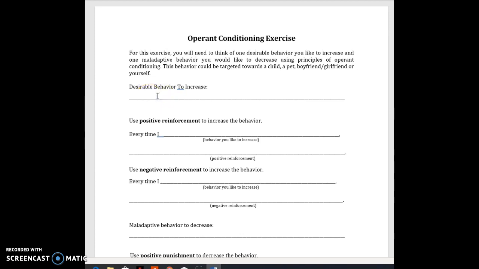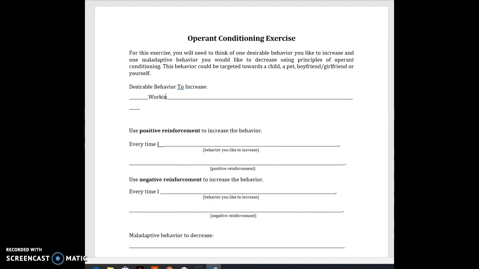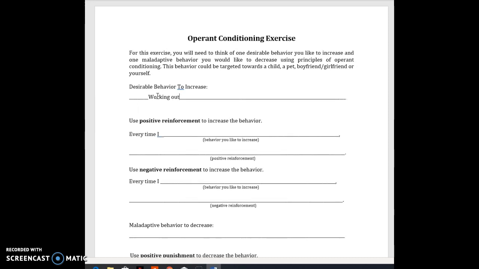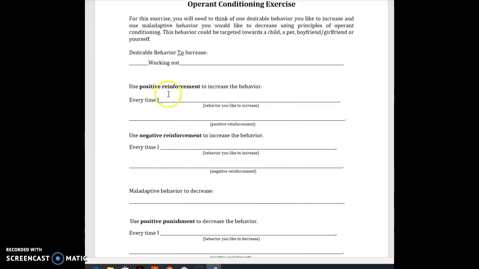So let's say for myself, a desirable behavior I would like to increase is working out. So I'm going to put working out here. That's a behavior I would like to increase. And then I'm going to use reinforcement in order to increase behavior. Now, if you remember from your reading, you have what's called positive reinforcement and negative reinforcement. Positive means to add. So I'm going to use positive reinforcement, add something pleasant every time I work out.